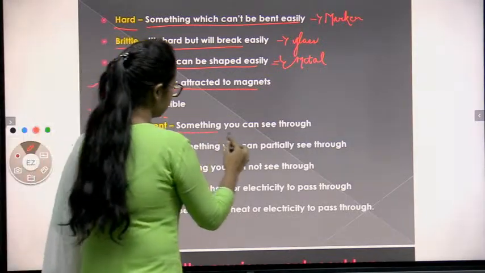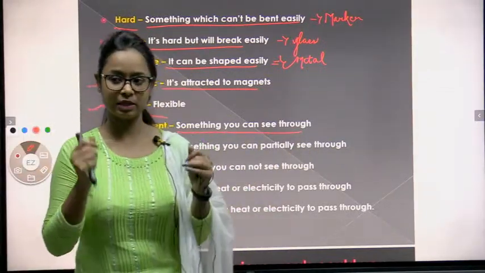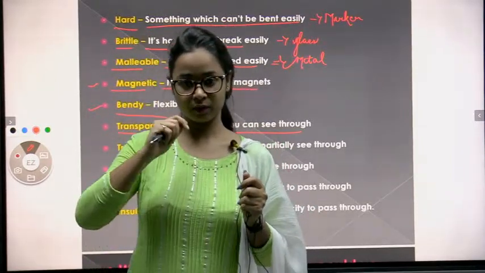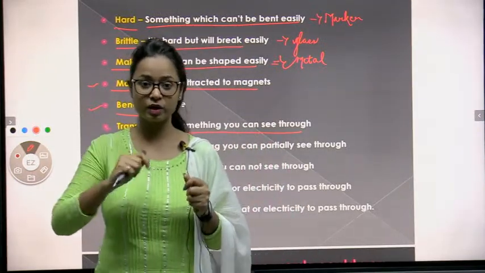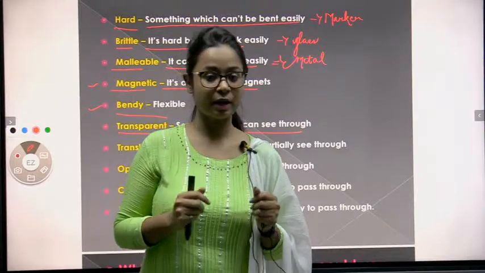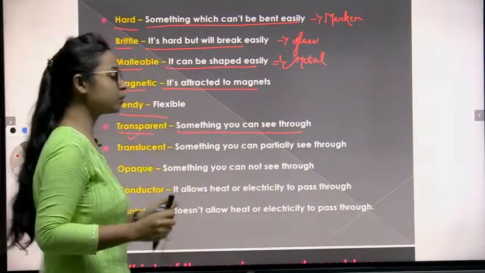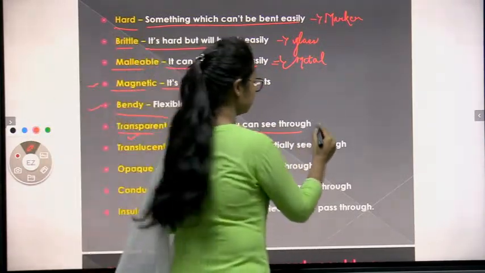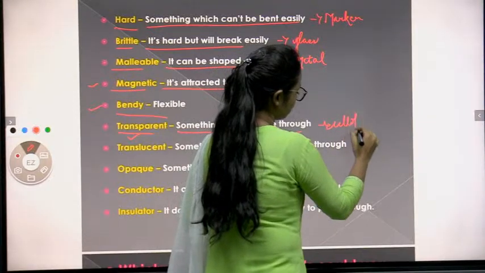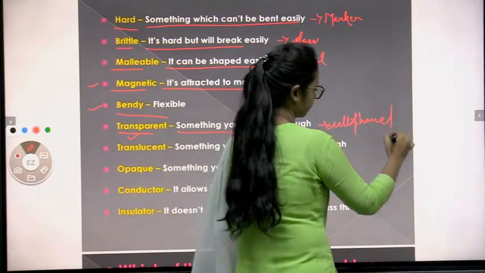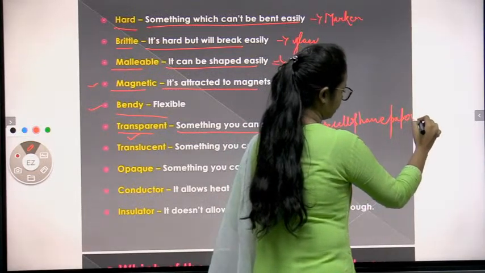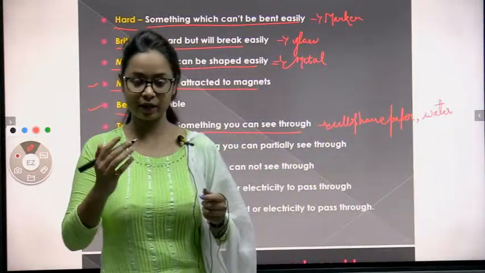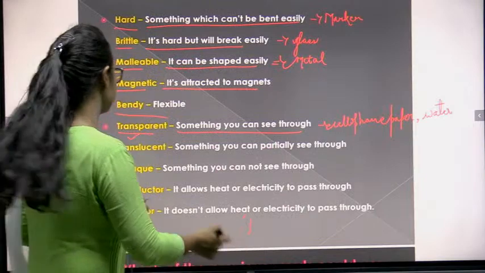Transparent. Something you can see through. For example, cellophane paper. Now, what is cellophane paper, beta? The cover you use to protect your book. That is cellophane paper, a transparent thing. Anything which you can put in front of you and easily see the other side, like cellophane paper or clear water. You can easily see through it to the other side. So that is a transparent thing.